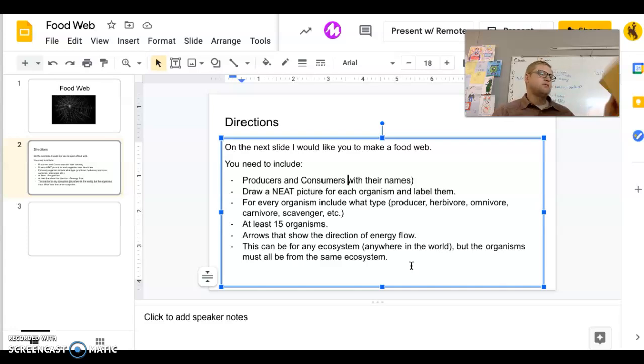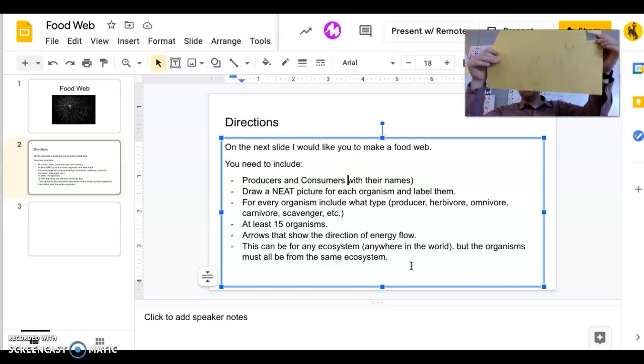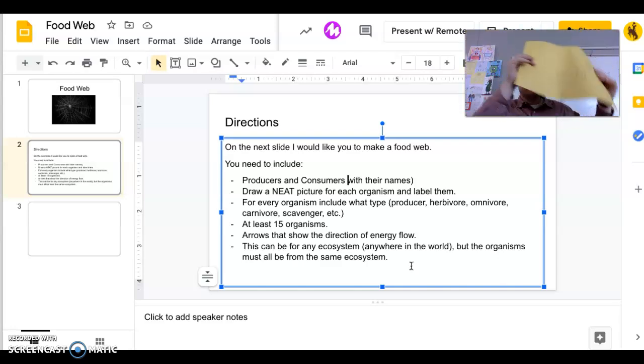Okay, now reminder, good drawings. This person has done a good job drawing their animals and their organisms. You need at least 15. I have colored pencils on the counter by the window, and I want you to put your best effort into this. I have construction paper on the table. If you have any questions, please let the substitute know.